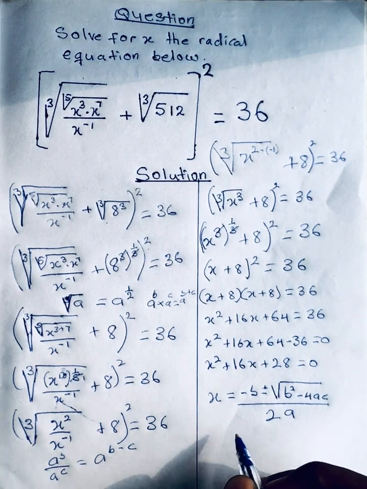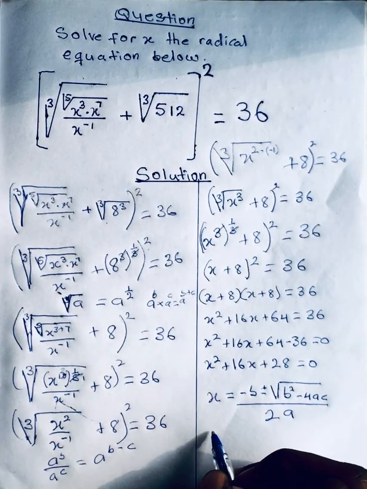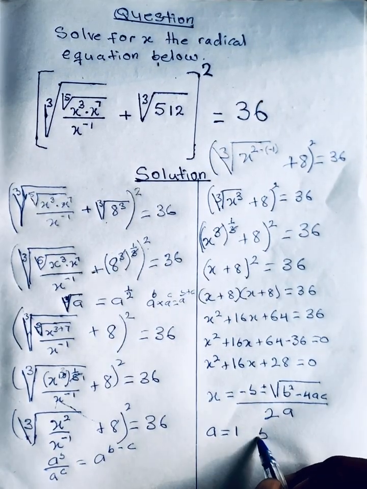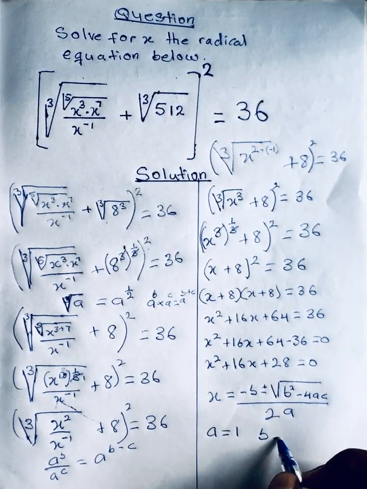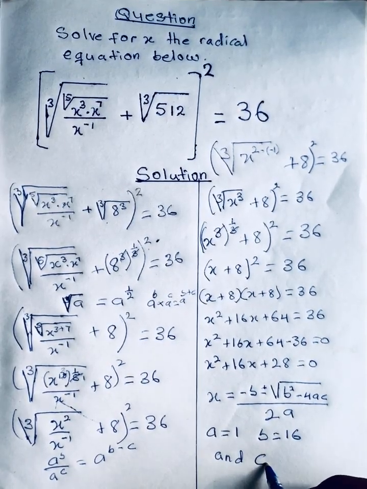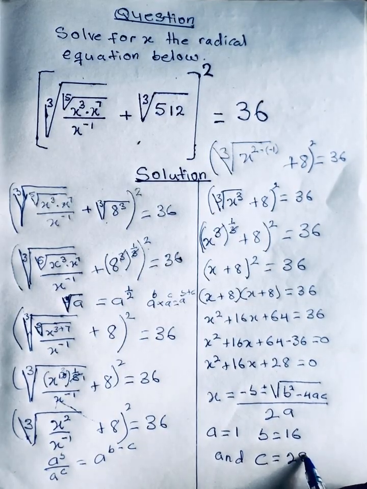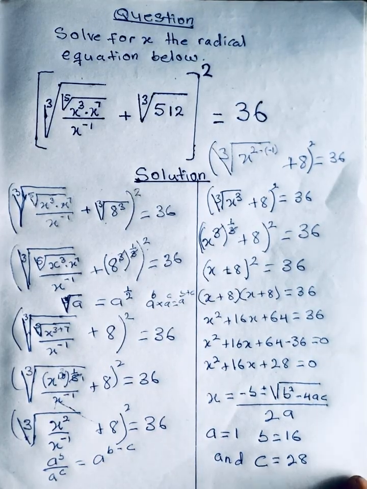So in this case, our a is the coefficient of x squared. So a is equal to 1. b is what? The coefficient of x, which is equal to 16, and the c is equal to the constant, which is 28. So we are going to plug this into the formula and solve for what? The value of x. Let's move to another page.